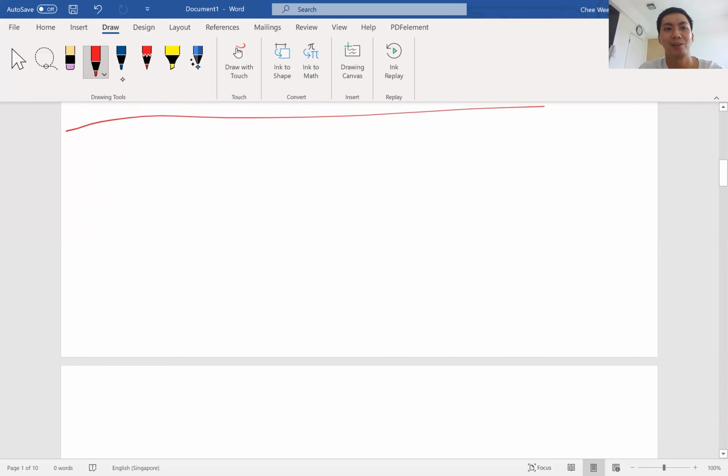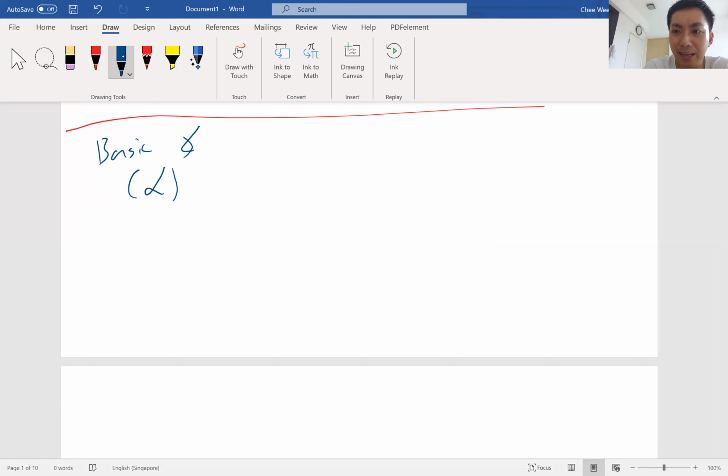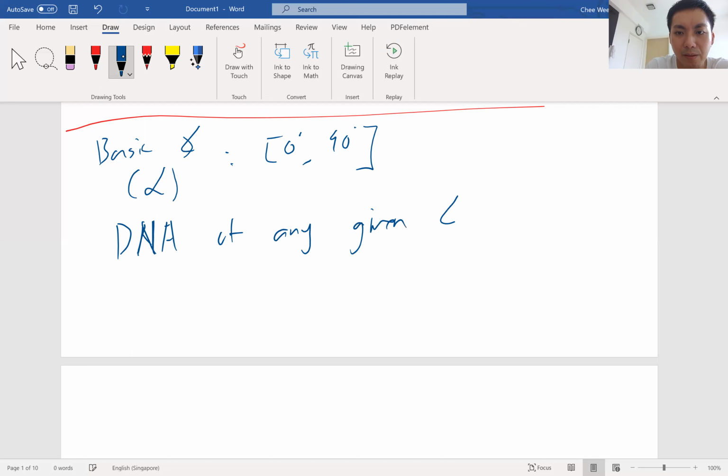Then after that, I taught the concept of basic angles. The basic angle is known as alpha. If I work with degrees, it's always going to be an angle between 0 degrees and 90 degrees only. So the basic angle is like the DNA or the basic building block of any given angle. This concept allows us to extend the knowledge of trigonometry beyond 180 degrees already.